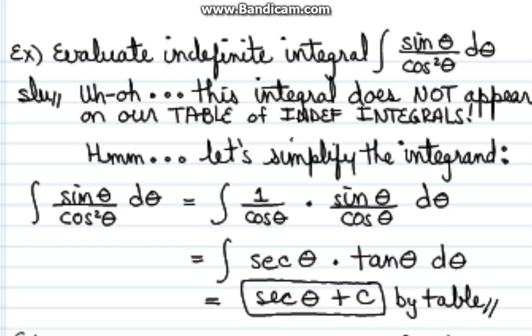The integral, in other words, the antiderivative of secant theta times tan theta, is equal to secant theta. And then don't forget to add your constant c. So we got that answer from the table, or from just remembering that the derivative of secant is equal to secant times tangent. In other words, secant theta is the antiderivative, the function whose derivative equals secant theta times tangent theta.